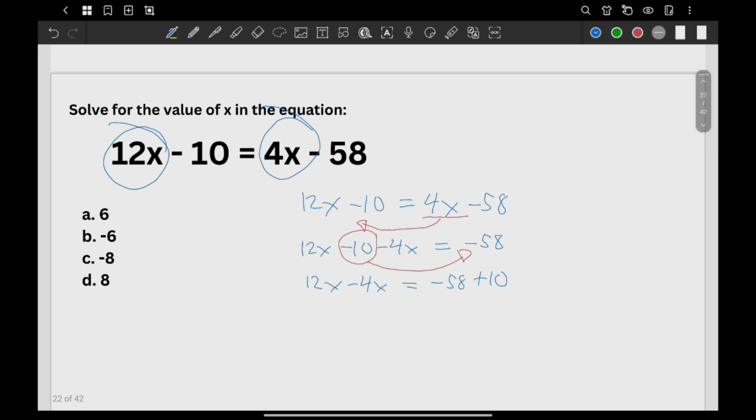What do you have now? 12x minus 4x is going to be what? 8x is equal to negative 58 plus 10. That's negative 48. Now, let's check the two rules.